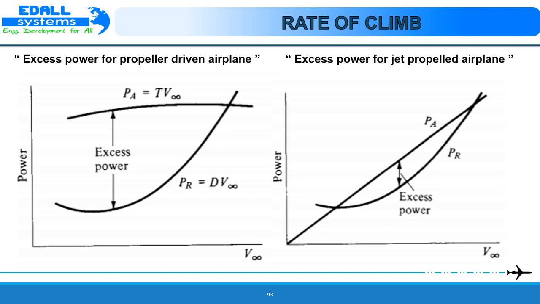Now we can note that in this graph, the excess power is different at different values of v infinity. Indeed, for both the propeller and jet-powered aircraft, there is some v infinity at which the excess power is maximum. At this point, the maximum rate of climb equals maximum excess power divided by the weight of the aircraft. Now moving on to time to climb.